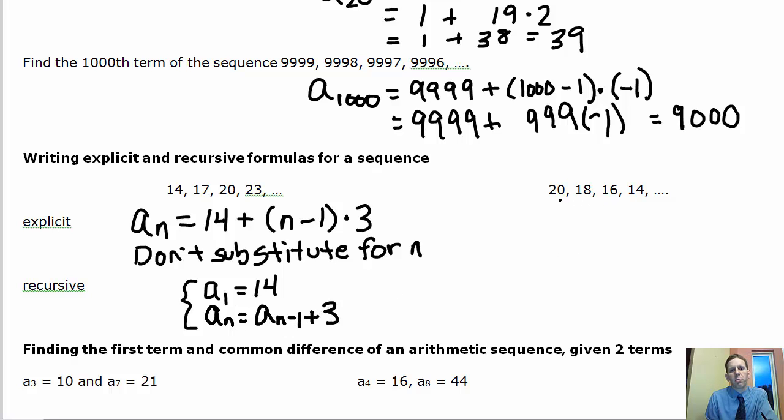What I'd like you to do is pause the video and see if you can come up with the explicit and recursive formulas for the sequence 20, 18, 16, 14.